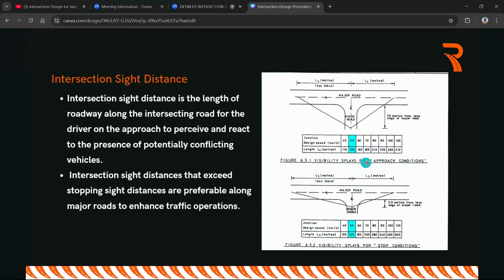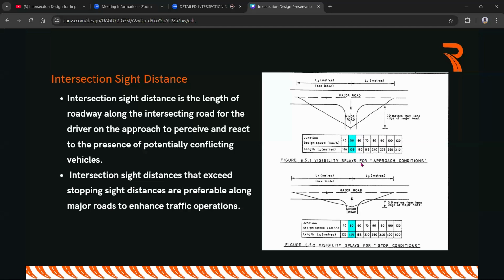And these visibility splays are ideally tied to the design speed. So if you're having a design speed of 50, it is going to tell you you need a distance of at least 135 meters from the center of the minor road, 135 to the left and 135 to the right. This is for the approach condition, where we are considering someone who is moving from the minor road and wants to join the major road.